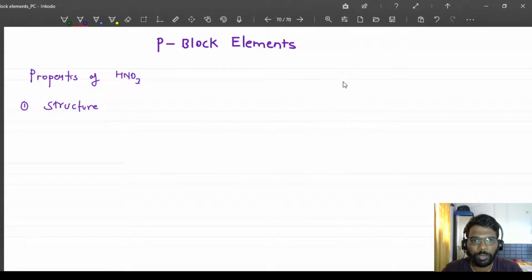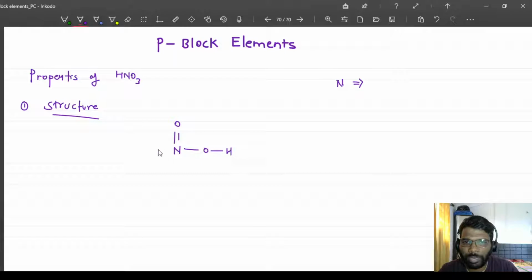Now, nitrogen is the central atom over here, and nitrogen can form only four bonds. Maximum it can form is four bonds because of the non-availability of d orbitals. Here is the structure of HNO3, if I want to show it, it will be like this: double bond, this is OH, and here there is one more oxygen which is connected, and this is the bond representation where I represent a coordinate covalent bond.